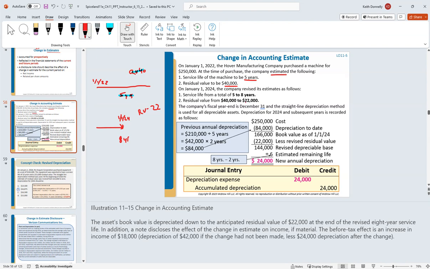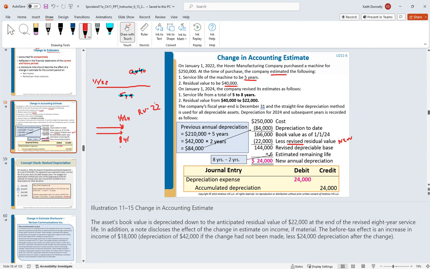How do we account for this? Well, the first thing is we got to make sure that, up until this point in time, when we change it, we get the appropriate book value. So we're going to take cost minus the depreciation to date under that old method. That's going to get us $166,000 as our net book value on that date. Then we're going to back out the revised, the new residual value. So it's 166 minus 22, the new residual value, that gets us 144.